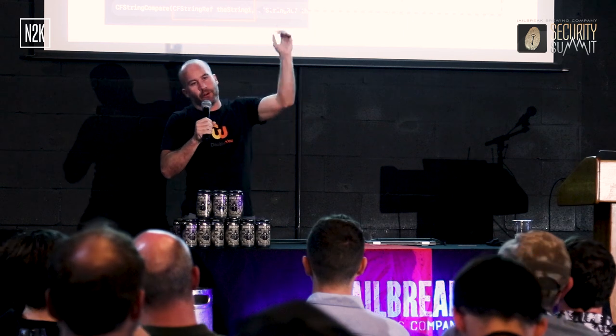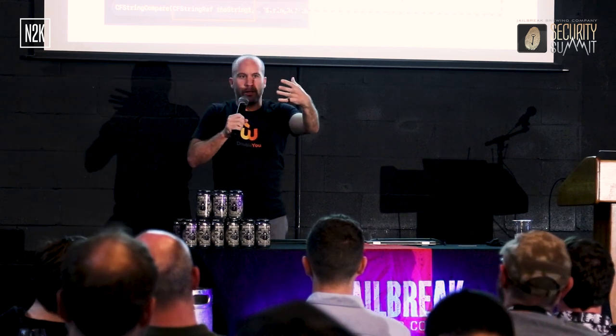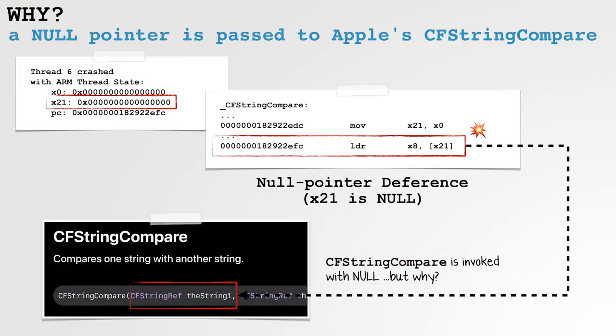So again, we do the standard approach. We get the faulting instruction, load the library that contains that code, look in the disassembly, and figure out what's going wrong. And in this case, we find an instruction where it's loading, LDR is the load ARM instruction, something from the X21 register into X8. And if we look at the X21 register in the crashed thread state in the crash report, we can see it's zero. So a null pointer dereference. Not exploitable, but as we'll see, still interesting.